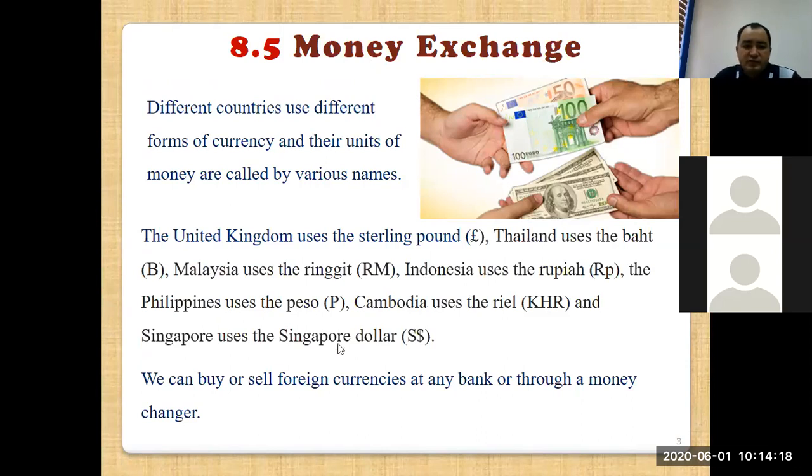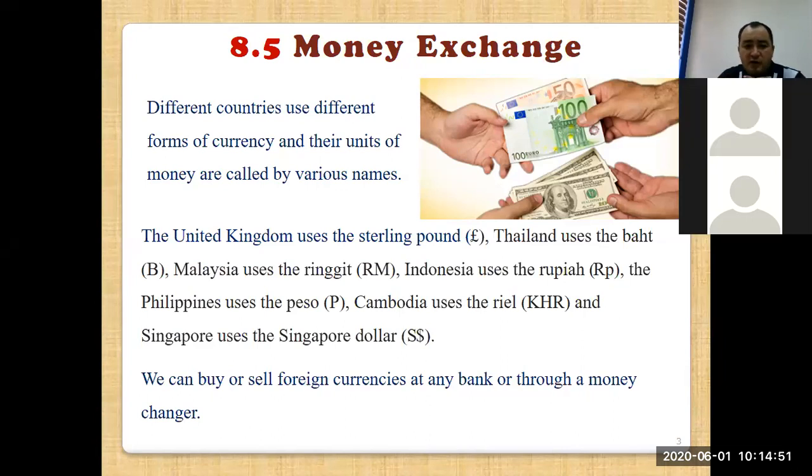So different countries use different forms of currency, and their units of money are called by various names. As you know, even these days, sometimes we need to convert Khmer Rial into US dollar or US dollar to Khmer Rial, right? If you visit other countries as a tourist or on business, in a lot of countries you're not allowed to use foreign currencies. So we have to use the local currency. Only maybe Cambodia, you are allowed to use Khmer Rial and at the same time US dollar. But if you visit Thailand, for example, you need to use baht only.